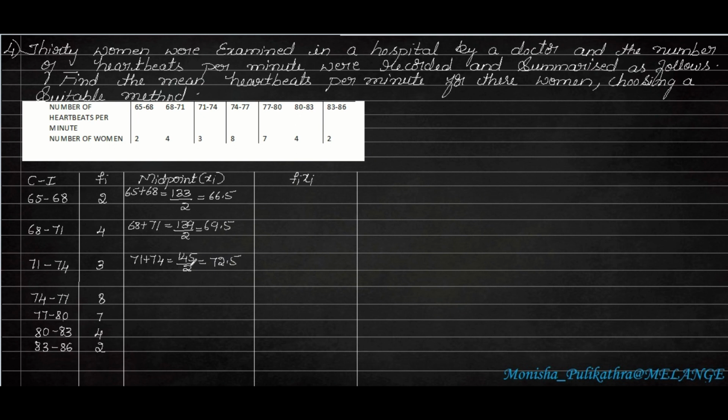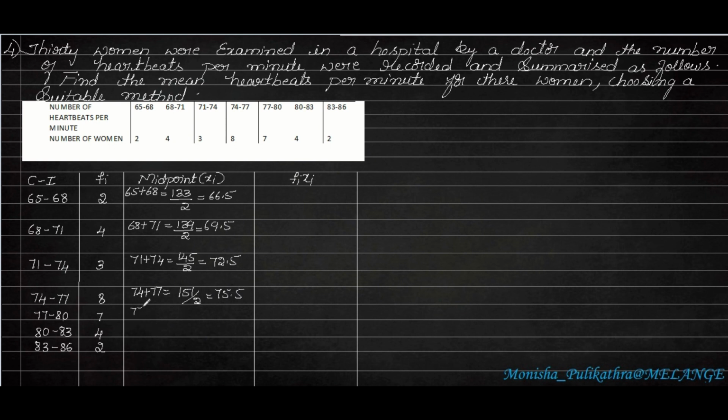Okay, you have to divide it. So 2 7s are 14, 1 carry, 2 2s are 4. So 1 will be remaining, 0, 72.5. In the same method, you have to divide everything. Okay. So next is 74 plus 77. So 74 plus 77 is 151 divided by 2, which is equal to 75.5.